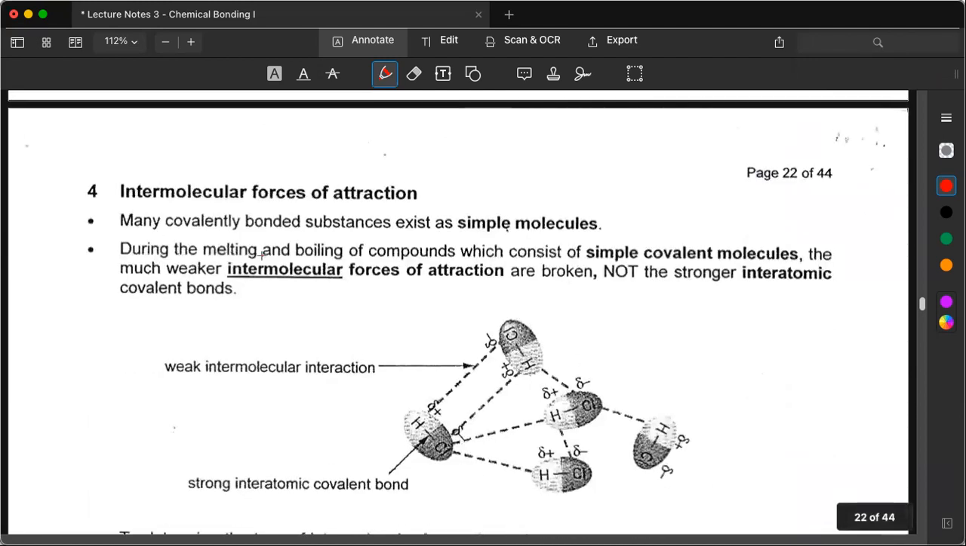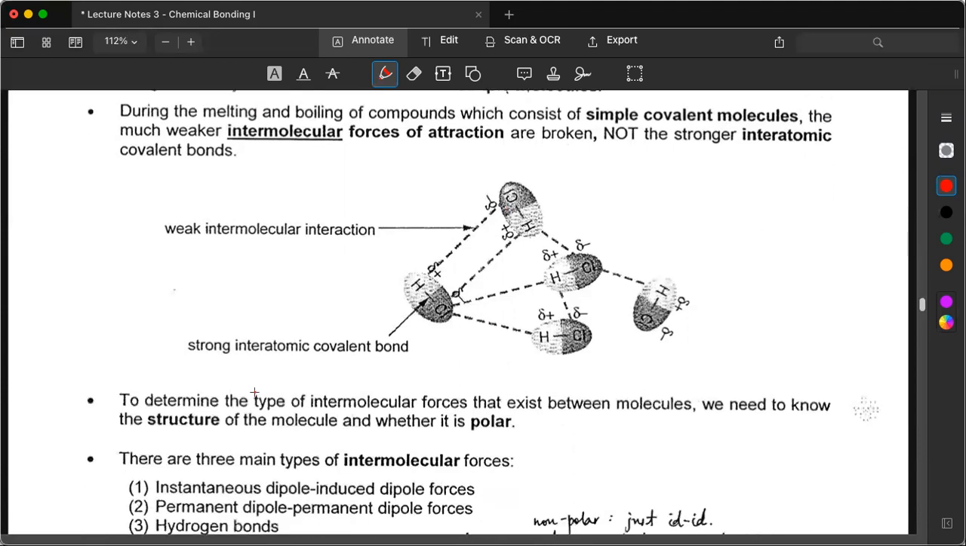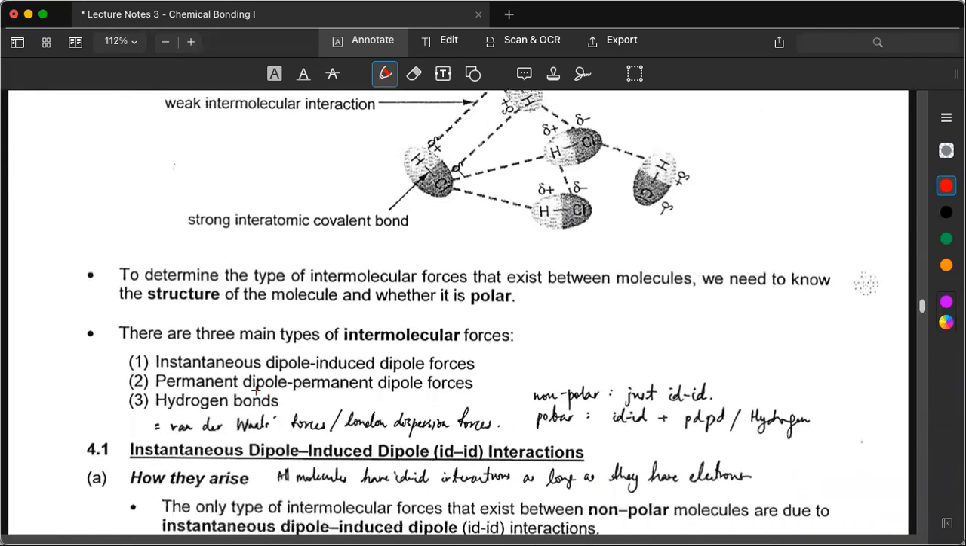Now, many covalent bond substances exist as simple molecules. During melting and boiling, the intermolecular forces are broken, but not the covalent bond. To determine the type of intermolecular forces, we need to know the structure of the molecule and whether it's polar. So there are three main types of intermolecular forces that we're going to cover. Instantaneous dipole, induced dipole. We have a short form for this, ID-ID. Permanent dipole forces, PD-PD. Hydrogen bonding, I will just use H bond to simplify.